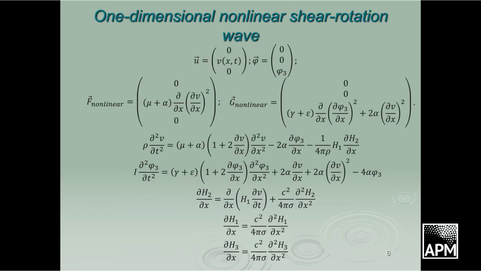Further, we will consider a one-dimensional nonlinear shear rotation wave. And let us suppose that our displacement and rotation vectors have only one non-zero component, as well as the vectors for nonlinear terms, F and G. With account of this assumption, the system of equations of magnetoelasticity will look as follows.